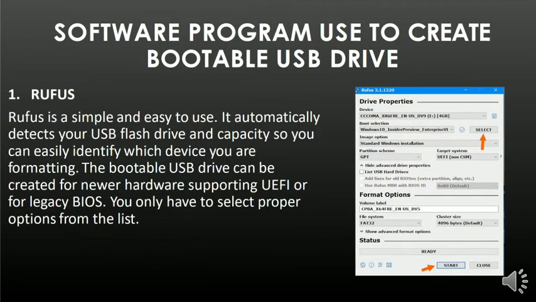Software programs used to create bootable USB drive. 1. Rufus. Rufus is simple and easy to use. It automatically detects your USB flash drive and capacity so you can easily identify which device you are formatting. The bootable USB drive can be created for newer hardware supporting UEFI or for legacy BIOS. You only have to select proper options from the list. Look at the picture at the right side.